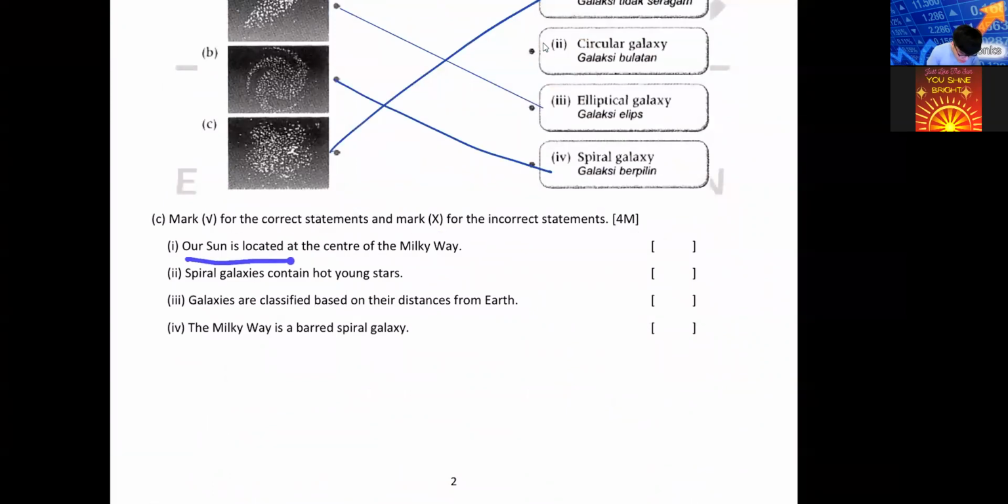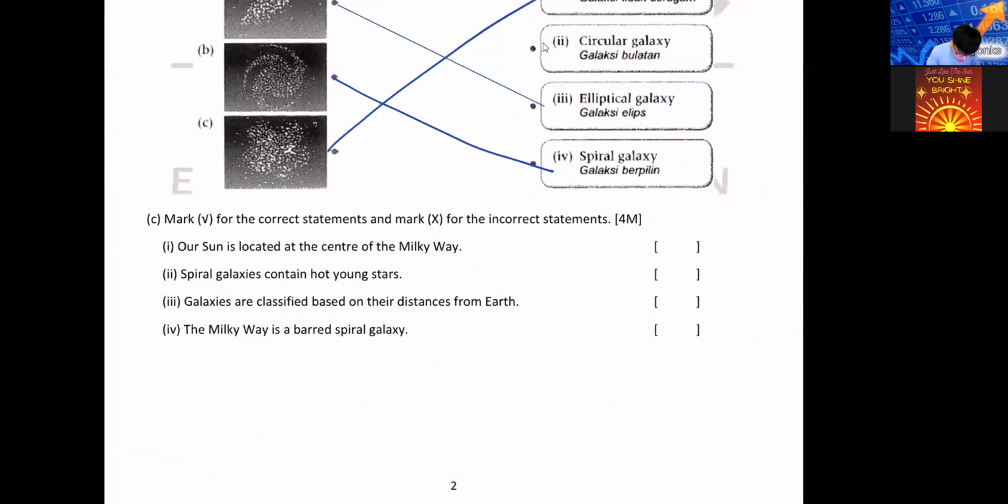So next C, mark the correct statement and the incorrect statement. Our sun is located in the center of the Milky Way. No, we are not. We are at the side of the Milky Way. Okay, in fact, we go around the Milky Way. Our solar system goes around the Milky Way. But it takes a lot of time. All right, so next, spiral galaxy contains hot young star. Yes, true. Okay, galaxy are classified based on their distance. No, they're classified based on their shape, not distance.